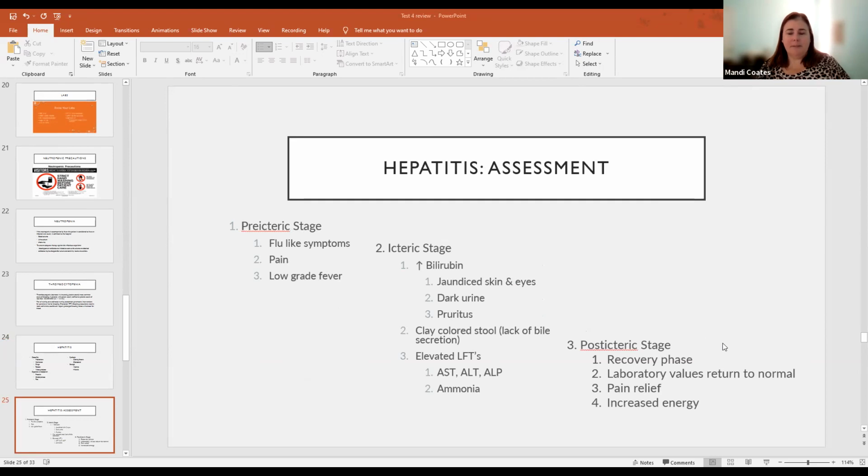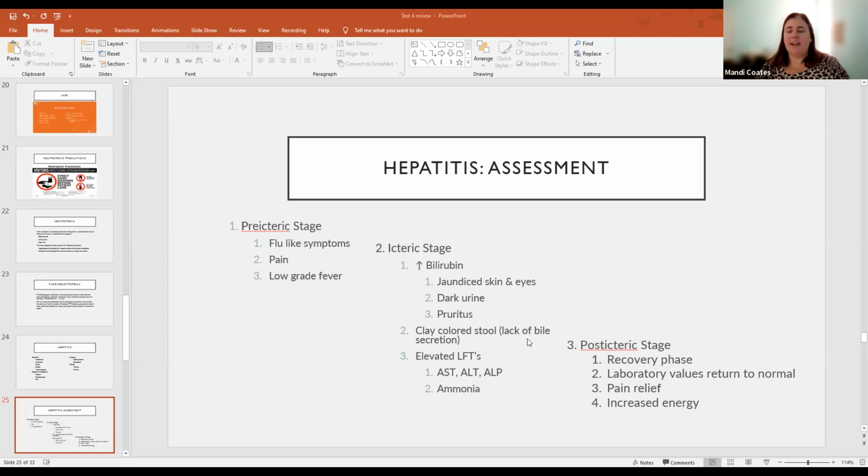So the 3 stages of hepatitis. Icteric is pretty much the jaundice stage. So you have before jaundice and after jaundice. The early stages, like we talked about, are going to be those flu-like symptoms. They may have a low-grade fever and just feel kind of crummy.